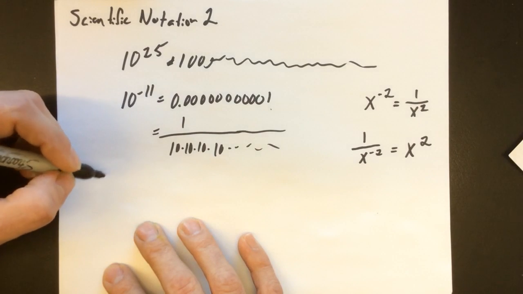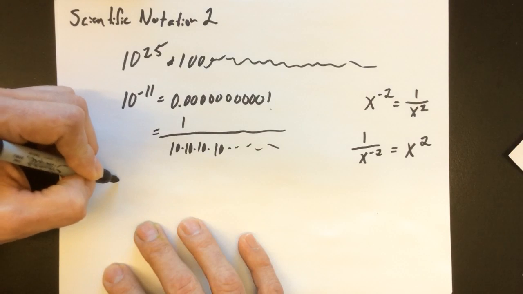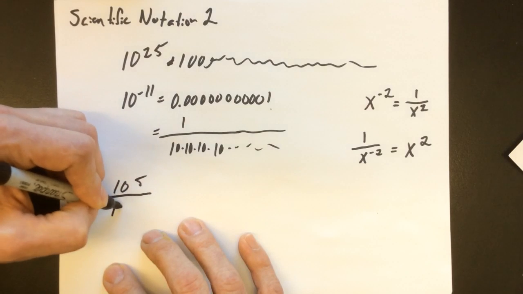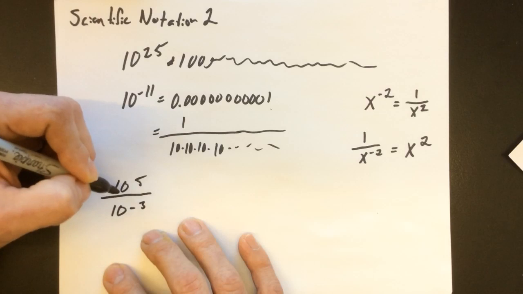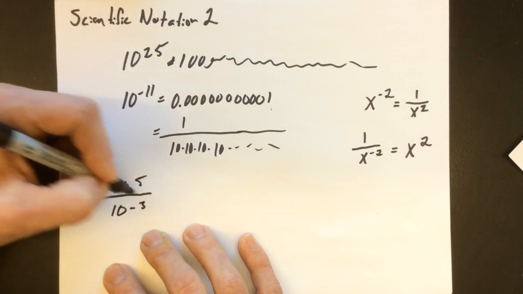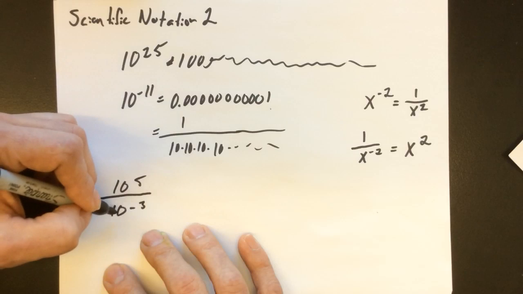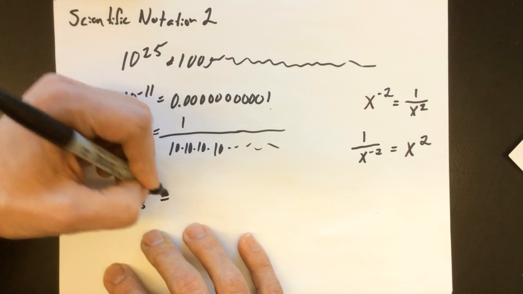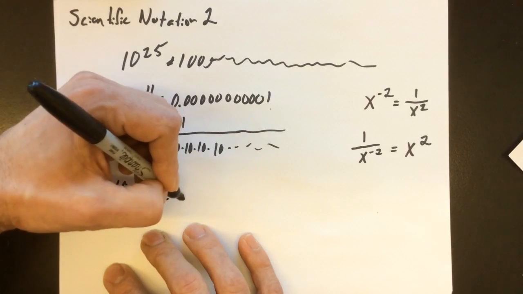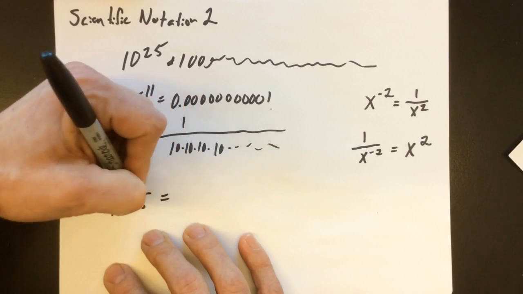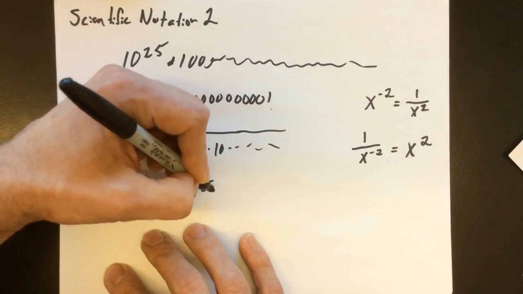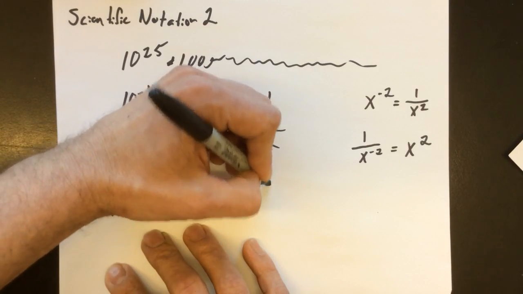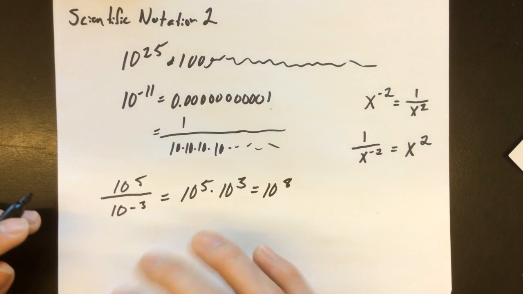What I would like you to be able to do is say, if I asked what's 10 to the 5th divided by 10 to the minus 3rd, we recognize that this is a big number divided by a small number, and so we should get an even bigger number. And 10 to the minus 3 on the bottom is equal to 10 to the 3rd. So this would be 10 to the 5th times 10 to the 3rd, which equals 10 to the 8th.